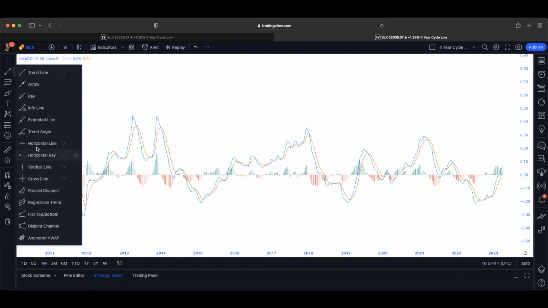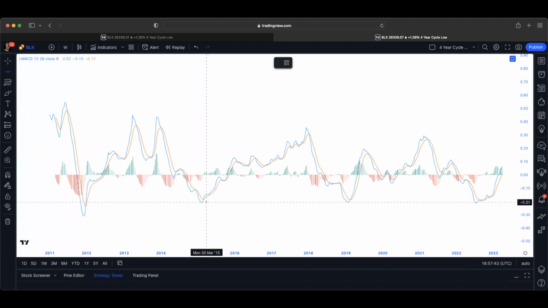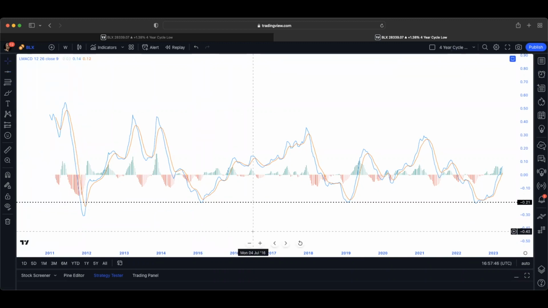The first thing we have to do is map out the lows of the MACD line and the signal line. The MACD line is the blue line, the signal line is the orange line, and mapping it out here where it comes to the low basically shows us where, or thereabouts, the Bitcoin bottoms and the cycle bottoms have been.